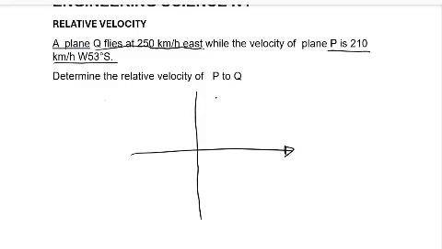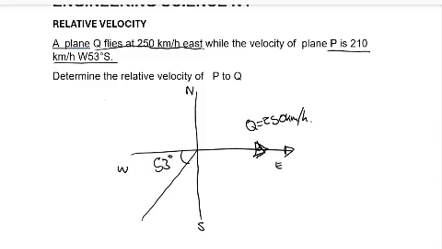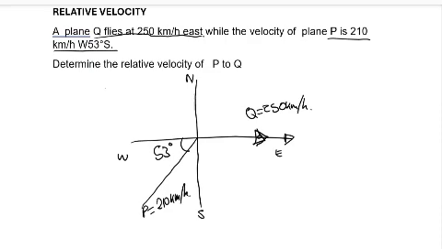We have north here, south, east and west. Q flies 250 east, so it goes in this direction, and we say Q equals 250 kilometers per hour, to the east side. And now we have a plane P, it comes over the southwest, at 53 degrees. So P equals 210 kilometers per hour. Okay, those are our directions.